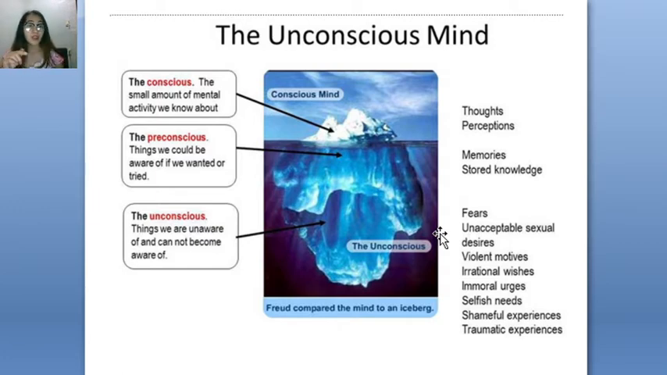So why? What is in the unconscious? The conscious is the small amount of mental activity we know about. Imagine that: conscious is what we know, what we are doing. Then there is the preconscious: the things we could be aware of if we wanted or tried. Sometimes we try to forget things, we try to deny that they exist, so they stay in the preconscious. The preconscious holds memories and stored knowledge. And then the unconscious part: why is it so deadly and dangerous? These are the things we are unaware of and cannot become aware of.